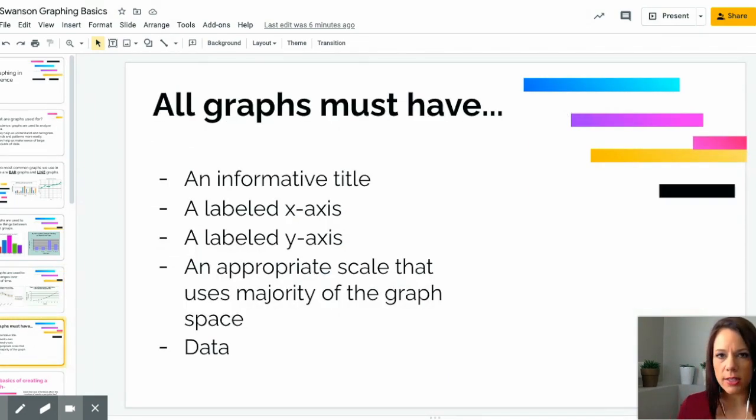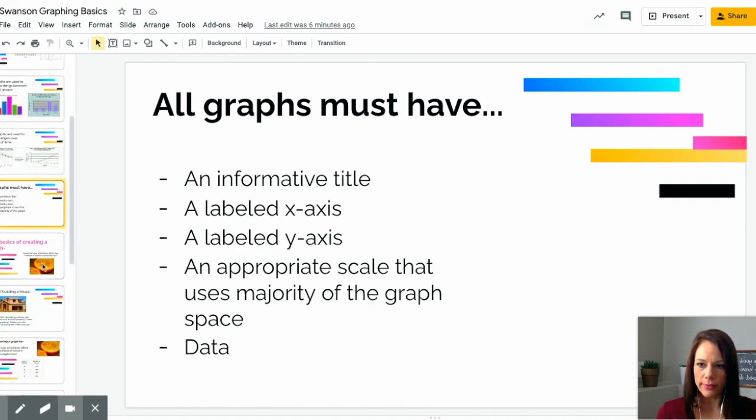Just a couple of basics on what your graph should include. All graphs that you create or are looking at should have an informative title, labeled axes, so x-axis and y-axis. You should have a graph that uses the majority of the graph space, which we'll talk about, and obviously your data should be put inside of the graph.